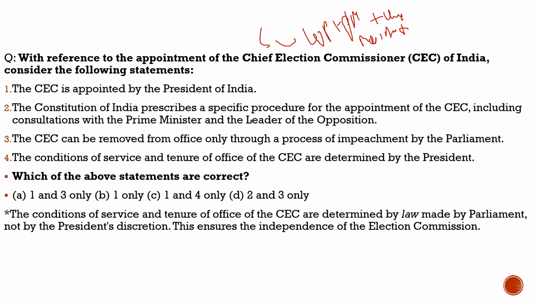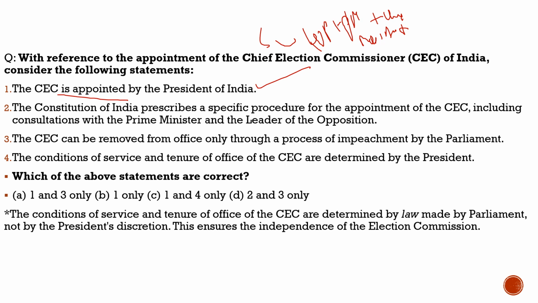Now let's solve the question with respect to the chief election commissioner. Let's see first what the question says. With reference to the appointment of the chief election commissioner of India, consider the following statements. First statement: the chief election commissioner is appointed by the president of India. 100% correct. He is appointed by the president of India, but the member who is appointed by the president is recommended to the president by this selection committee. That we need to know.